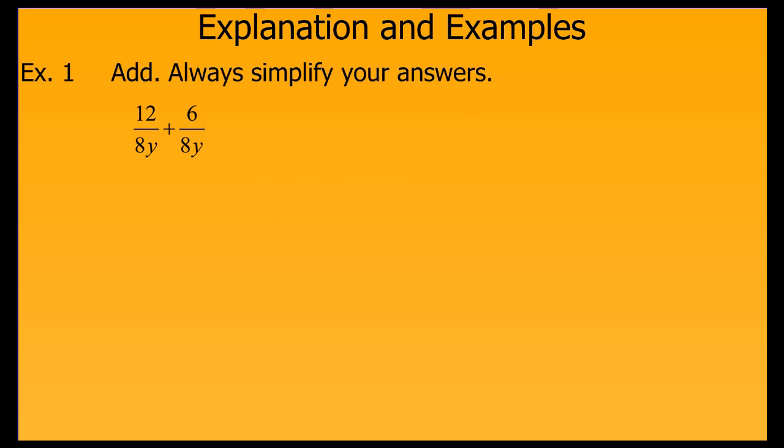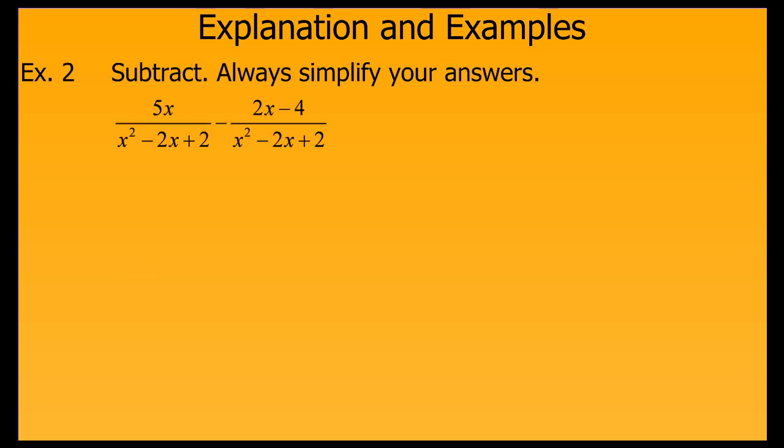Let's look at an example. Notice how my denominators are the same. Therefore, we can simply add the numerators and get 18 over 8y. We can then reduce that to 9 over 4y because 2 divides into both 18 and 8. We always want to reduce our answers as much as possible.